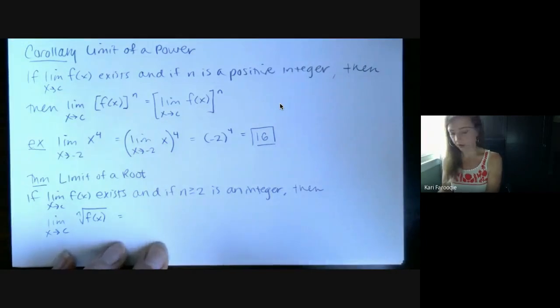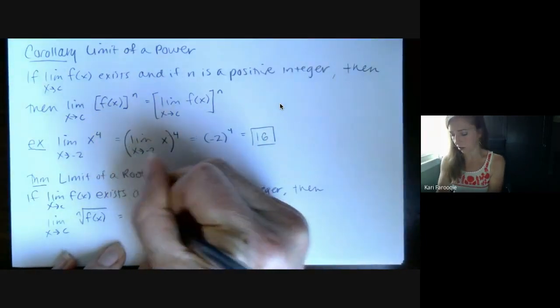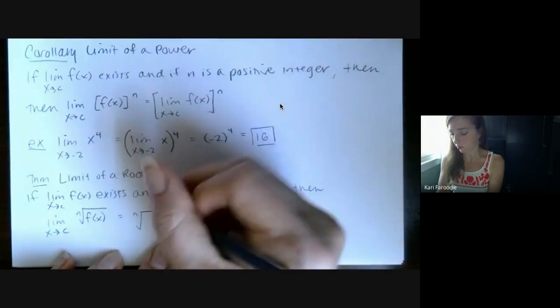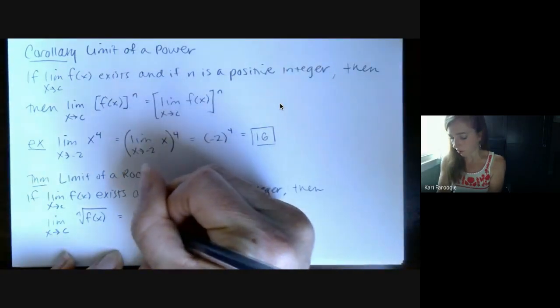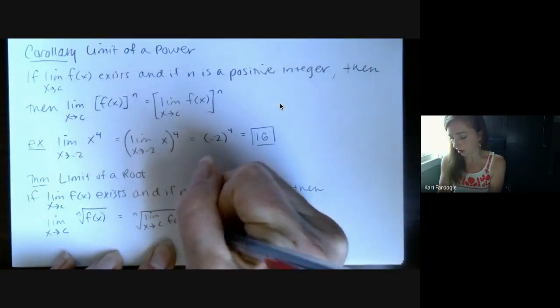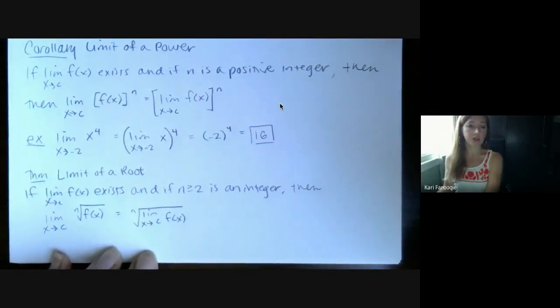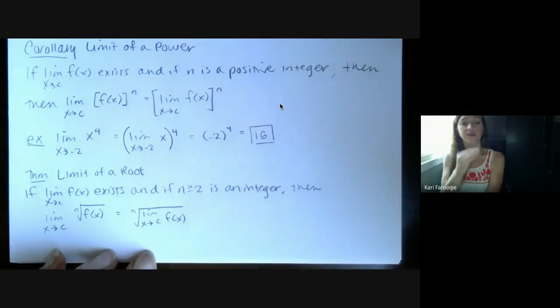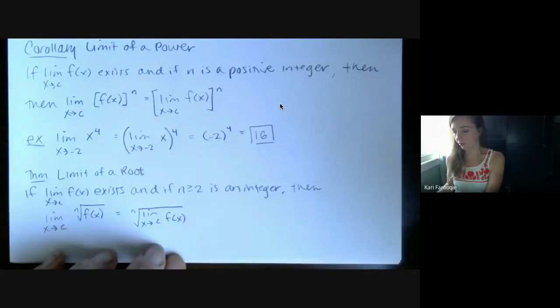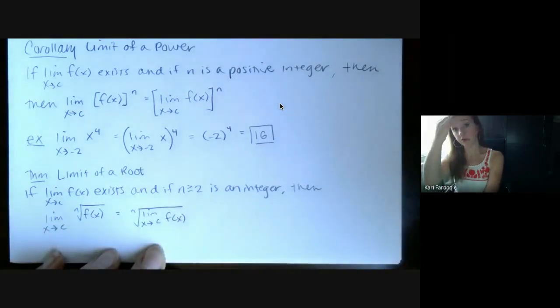This is another good one that we'll come back to later. It can also be rewritten as the nth root of the limit as x approaches c of f of x, meaning that you could take the root of the function and then apply the limit, or you could apply the limit and then take the nth root of the limit. Note that n has to be greater than or equal to 2, and it has to be an integer. So you're talking about square roots, cube roots, fourth roots, fifth roots, and so on.